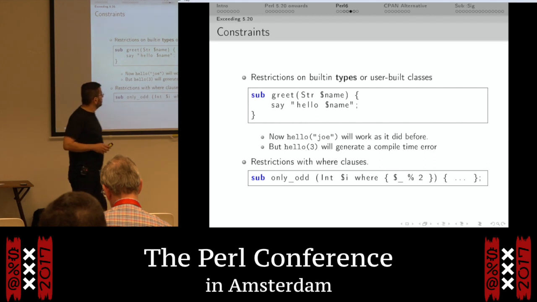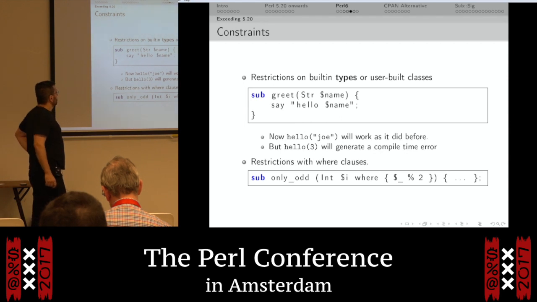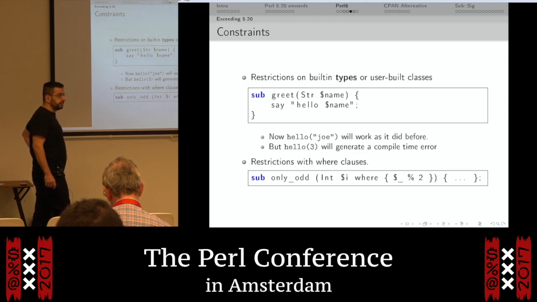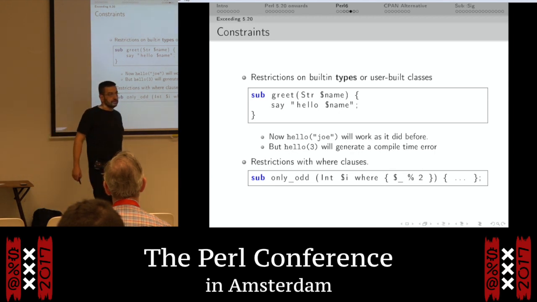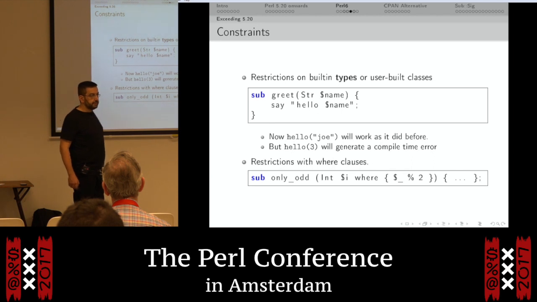Perl6 has even more features which are very nice. It has constraints. Constraints means you can assign a type, maybe a built-in type or a user-defined type, to a variable, and the variable is checked on call. So now hello Joe will work because it's a string, but hello3 will generate a compile time error. And you can pass restrictions with where clauses. In this case, only odd values are accepted because the where clause does a modulo 2 and is only true if it's an odd value.